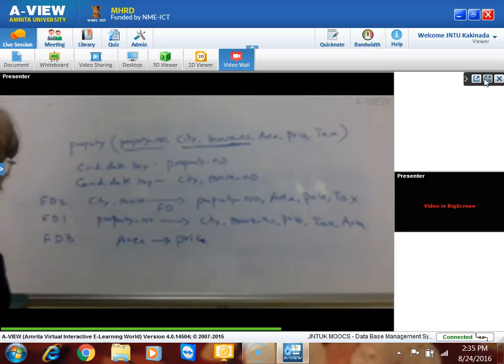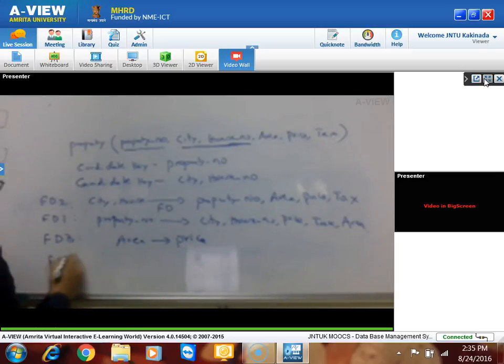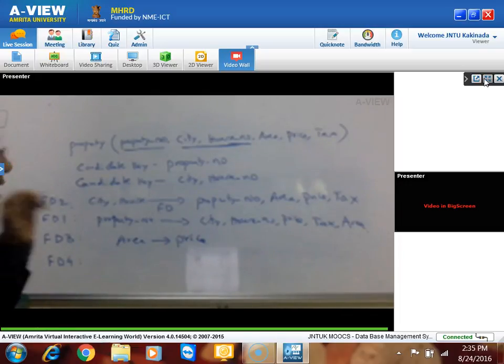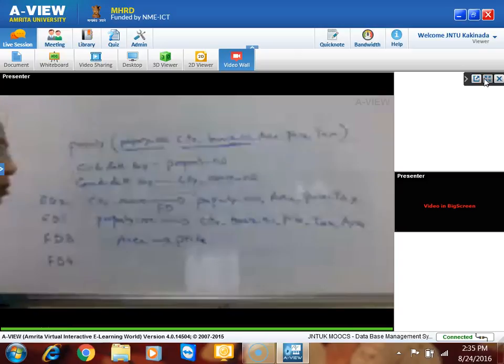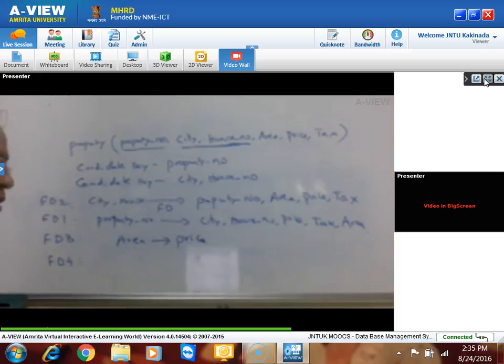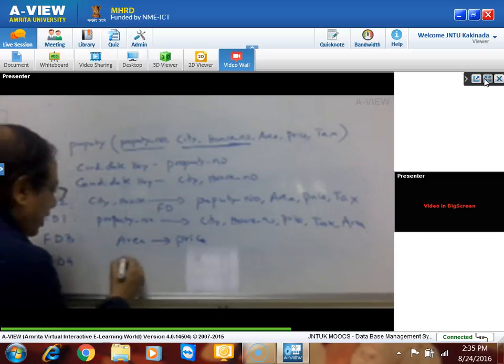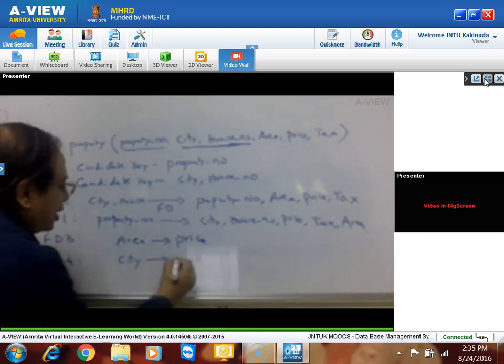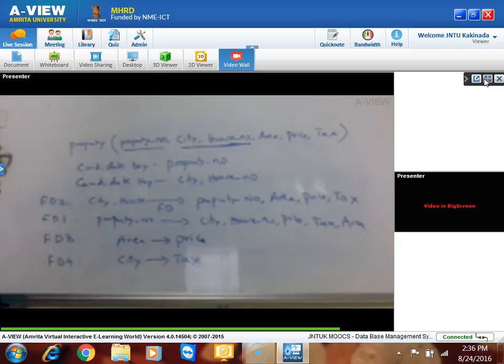Now, we can also have more functional dependencies here, which can say that given a city, I determine the tax. For example, Chennai will have one tax, Delhi will have another tax, Mumbai will have another tax. So every city will have its tax. It's possible. And if that is the case, we can say city functionally determines the tax. These are possibly the four FDs.